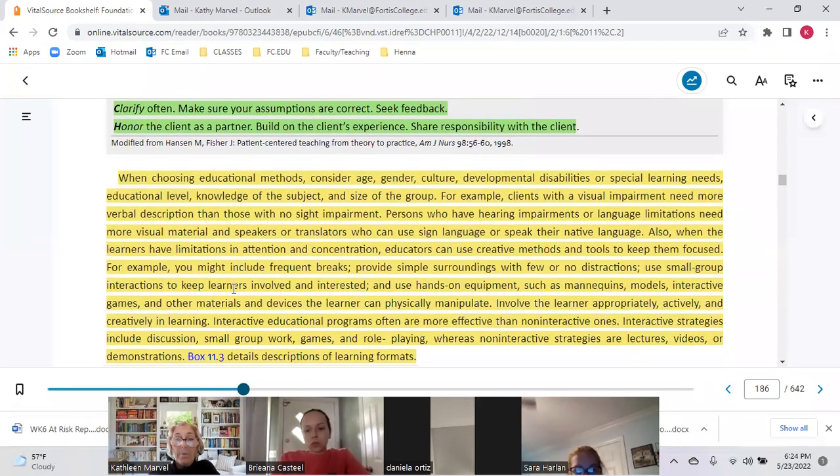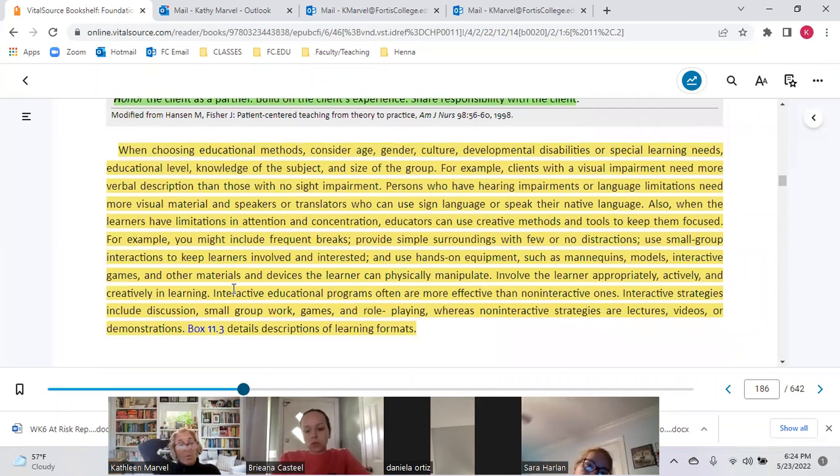Okay, some other information about what we need to consider when we are choosing our educational methods. We need to consider the age of the group. Are we going to teach preschoolers, adults, or the elderly? Gender, culture, developmental disabilities, special learning needs, educational levels, knowledge, size of the group. And here's my example of hearing impaired and visually impaired. People with hearing impairment may need more visual material. People with visual impairment may need more verbal description.